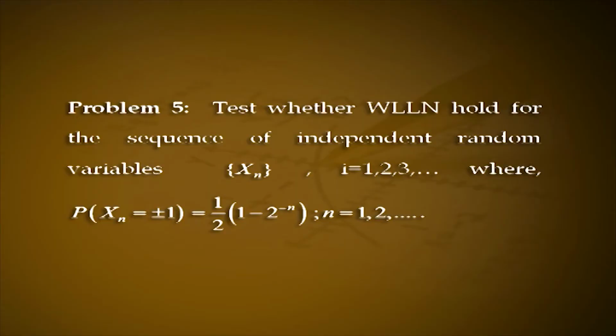Problem 5. Test whether WLLN holds for the sequence of independent random variables xn, where P of xn equal to plus or minus 1, that is 1 by 2 into 1 minus 2 raised to minus n, for n equal to 1, 2, etc. Solution.